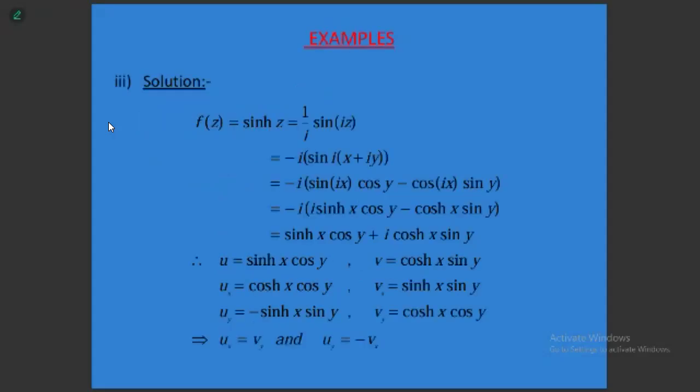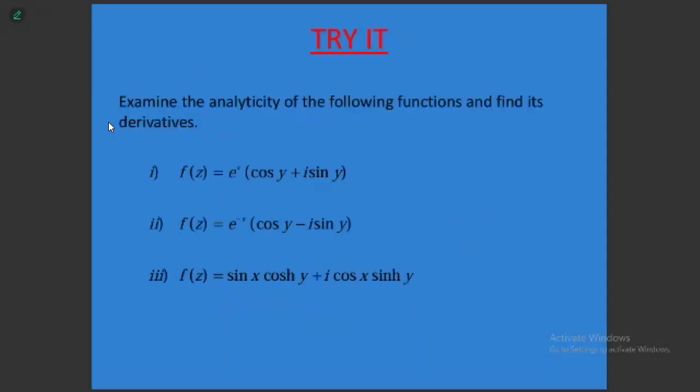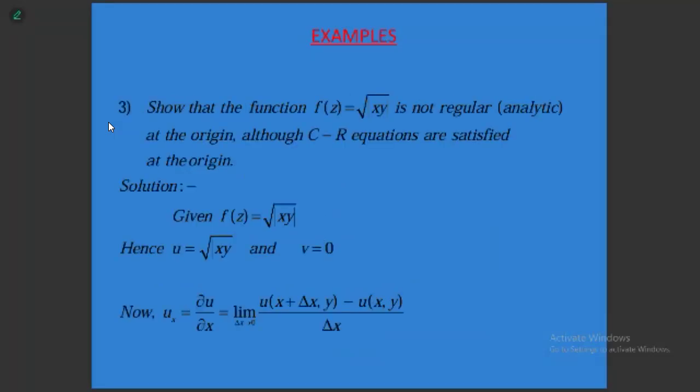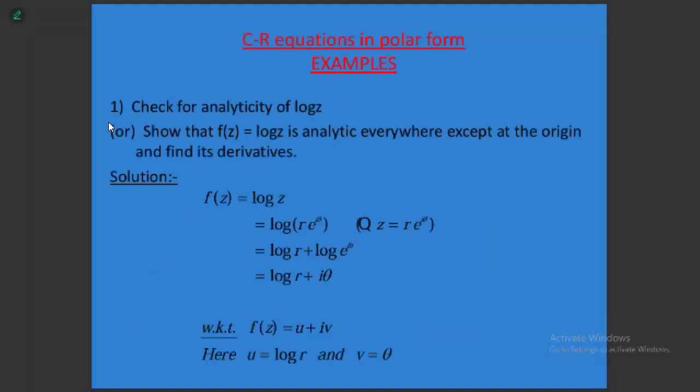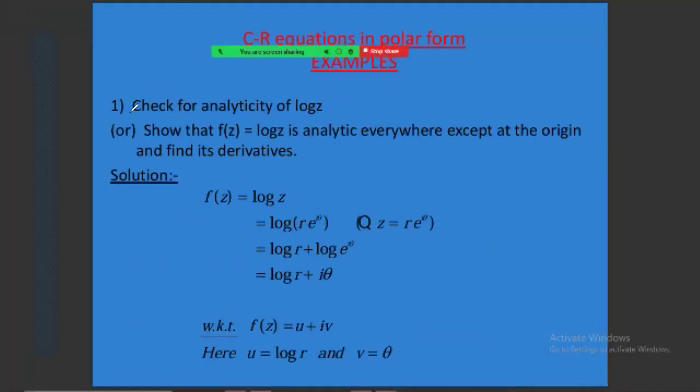Next, similarly, here we have one example. You may just go through this one and try this one also for you. You are having some problem in polar form also. Check for analyticity of log z. So f of z is equal to log z.